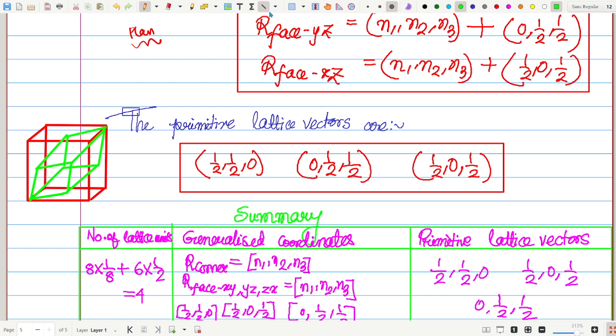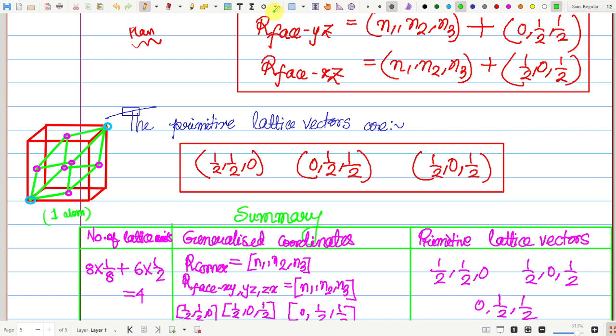Here, let me draw the points actually to distinguish. This is a corner point, this is a corner point, this is a face center point, this is a face center point, this is a face center point, this is a face center point, and these are also face center points. So these are the six face centered points of the FCC lattice. And as you can again see, this primitive unit cell will only have one point effectively. So the green cell is the primitive unit cell that has only one atom.